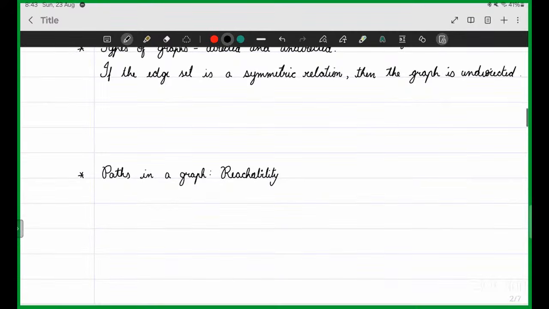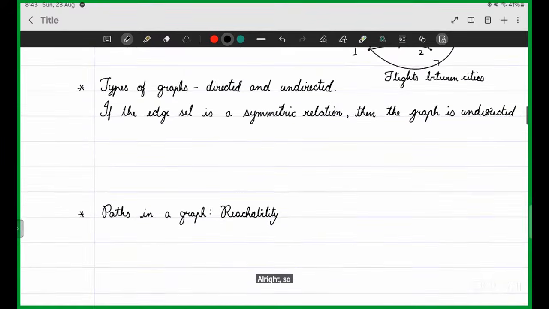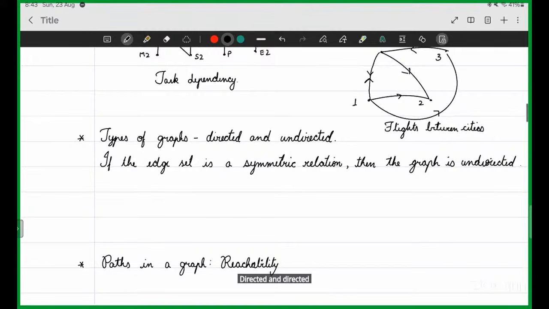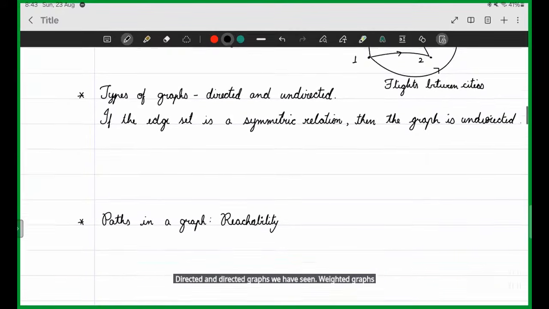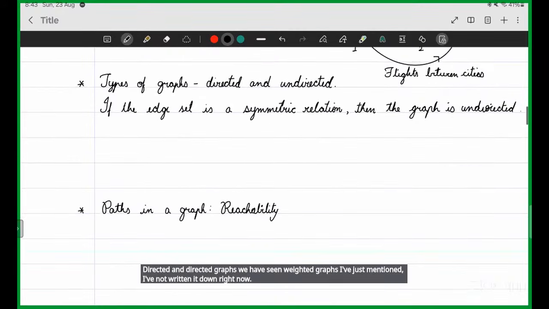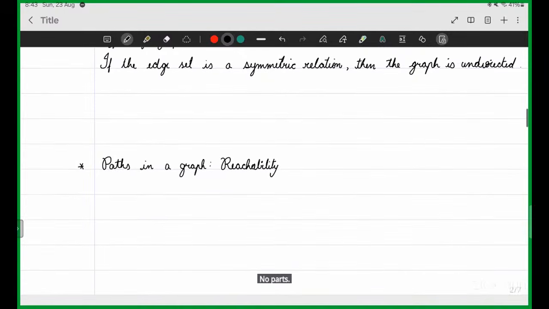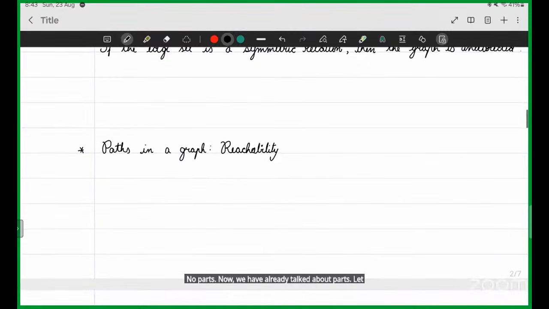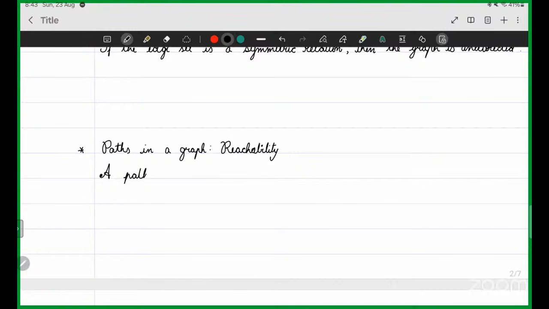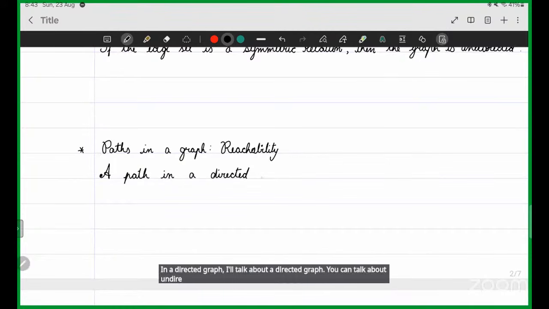All right, so where were we? Directed and undirected graphs we have seen. Weighted graphs I've just mentioned, and I've not written it down right now. Whenever it is required, we'll introduce that. Now paths. We have already talked about paths. Let's formally define it now. A path in a directed graph. I'll talk about a directed graph. You can talk about undirected graphs also.